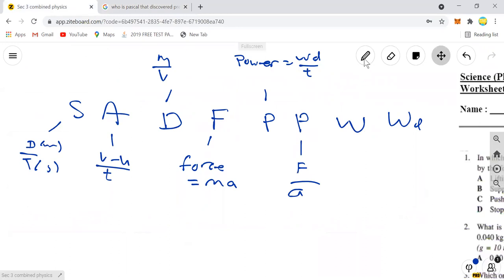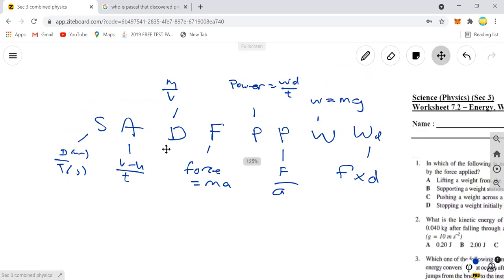All right, next one, W. Weight equals mass times G. What's G? 10, acceleration due to gravity. Next one, work done equals force times distance. What is the SI unit for work done? Joules. Force is Newton. Distance is meter.